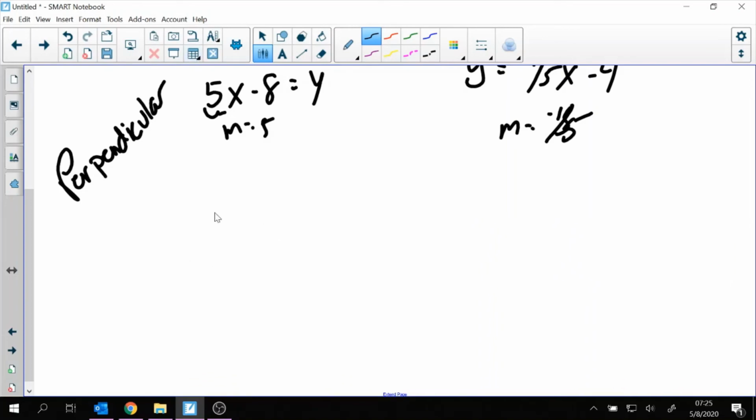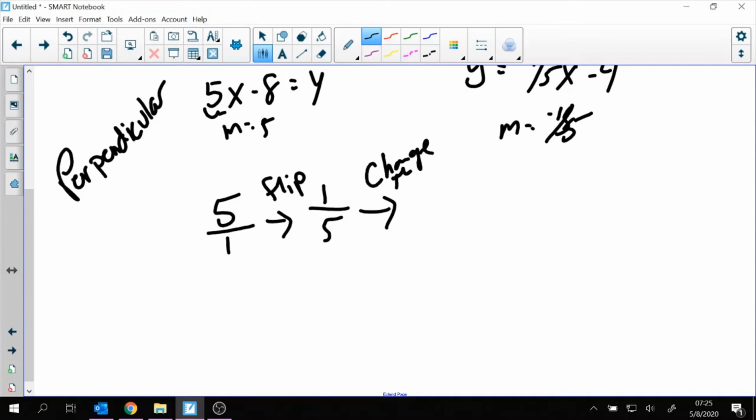If you don't see that, you can start with 5. Remember, if there's nothing underneath it, there's secretly a 1. If you flip this, you get 1 over 5. Then you change the sign, and you get negative 1/5. And you notice where you start and where you end are the same after you flip and change the sign, so they're perpendicular.